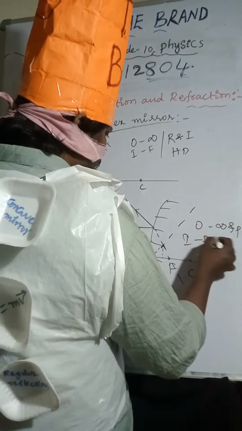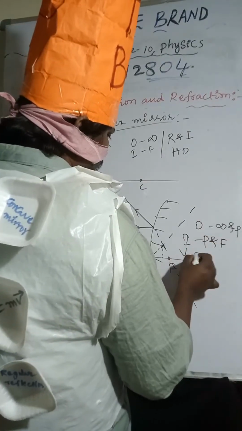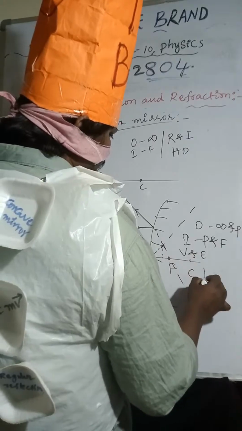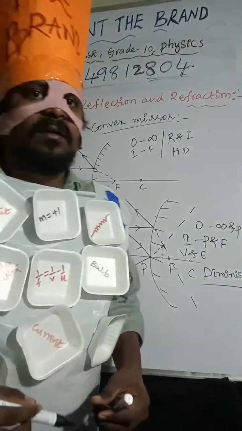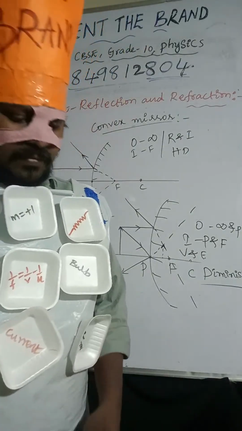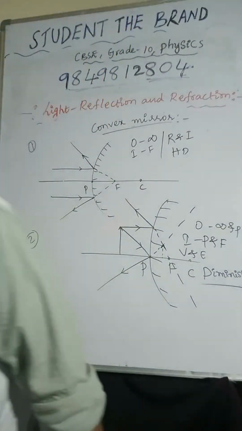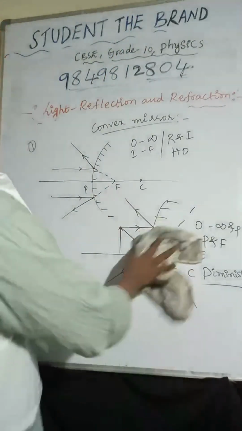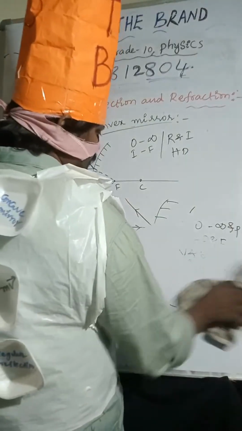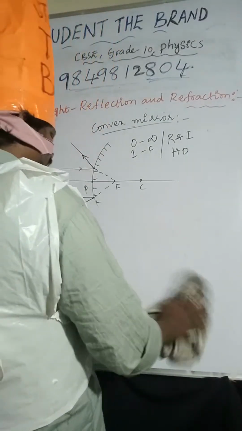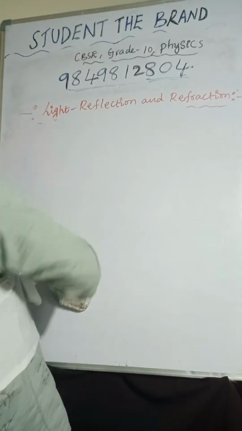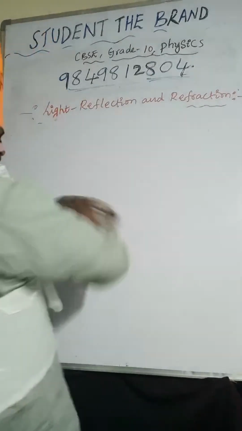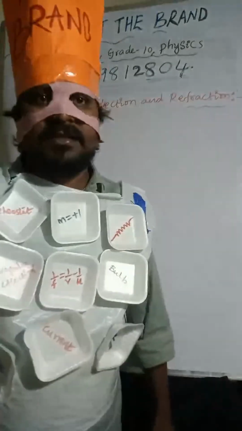Image is forming between P and F. Nature of the image is virtual, erect and diminished. Okay, next. So mirror formula: 1 by f equals 1 by v plus 1 by u. And magnification equals height of the image by height of the object, equals minus v by u. So that is about magnification.